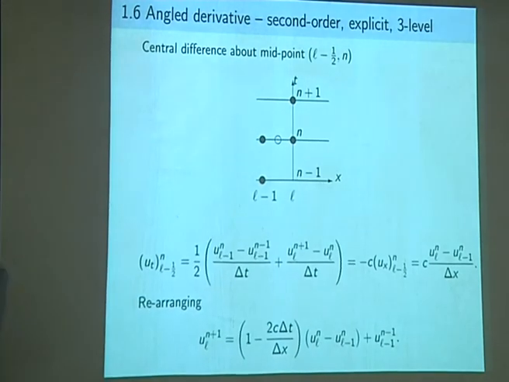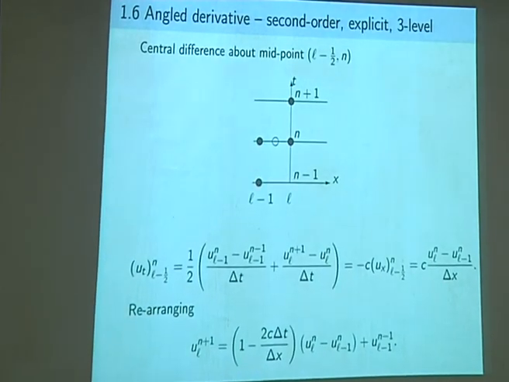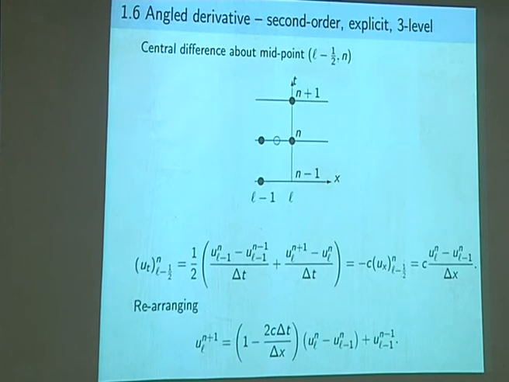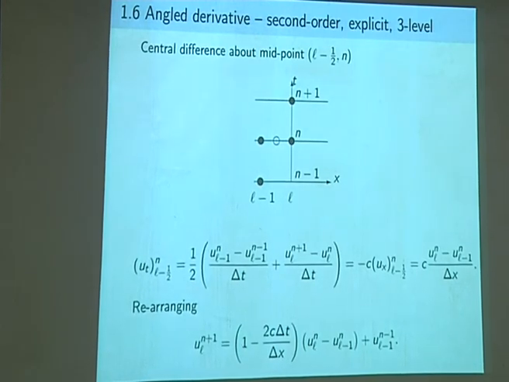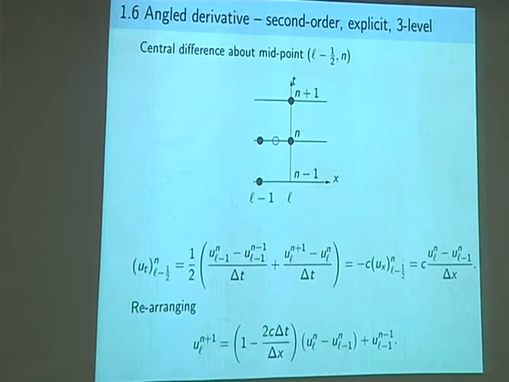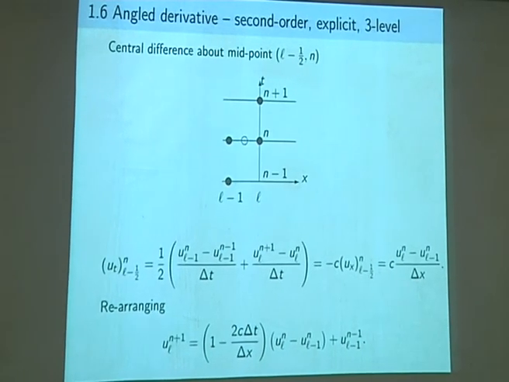So you put all of that in and rearrange, and you get this formula at the bottom, where the answer up here is explicitly in terms of these 3 points. There's time level n minus 1, time level n, and then L and L minus 1.